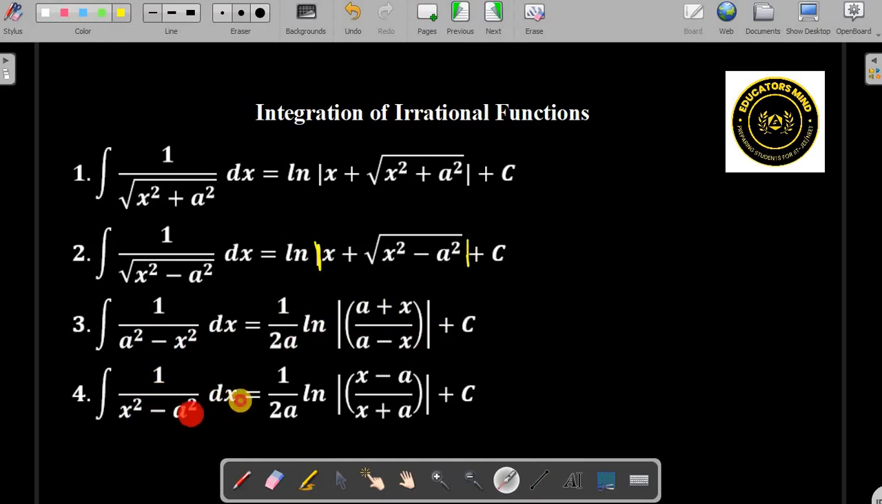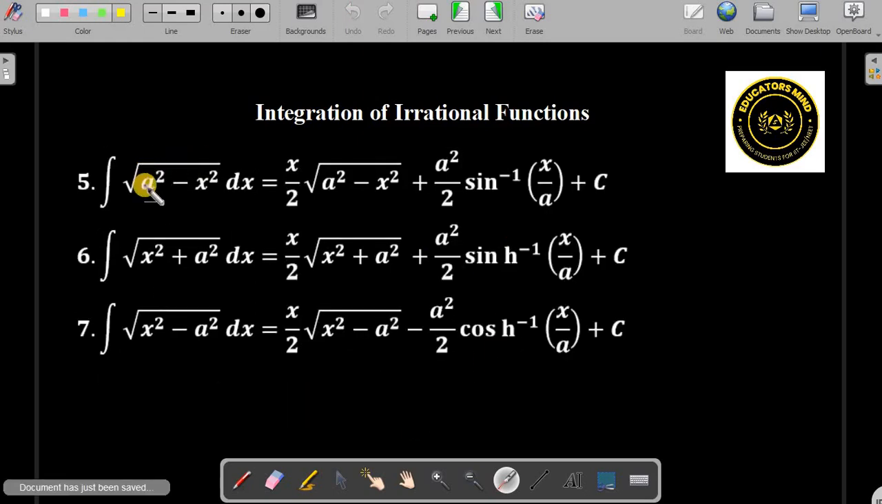1 by x square minus a square dx is 1 by 2a ln of x minus a by x plus a. All this we have to remember. Then root under a square minus x square or root under x square plus a square, so this root is now in the numerator. Okay. So in this case, this formula you have to remember.